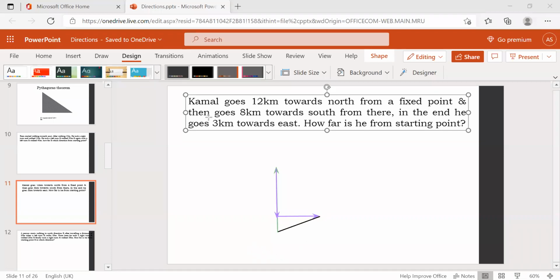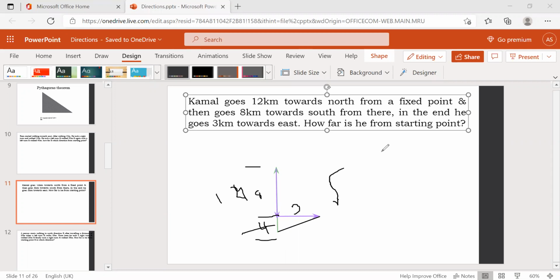So by using the Pythagoras theorem, we know this is totally 12. From here to here, it is 12, and from here to here, it is 8. So 12 minus 8, this one is nothing but 4, and this is nothing but 3.